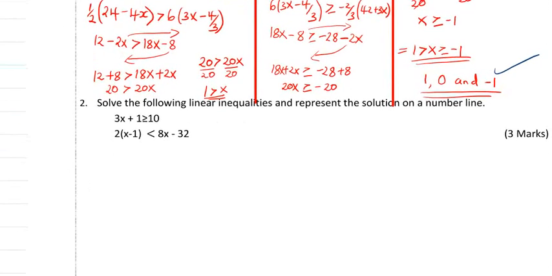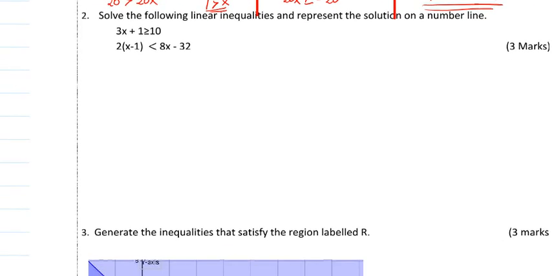Let's look at question number 2. Solve the following linear inequalities and represent the solution on a number line. We start with the first linear inequality, which is 3x plus 1 is greater than or equal to 10.